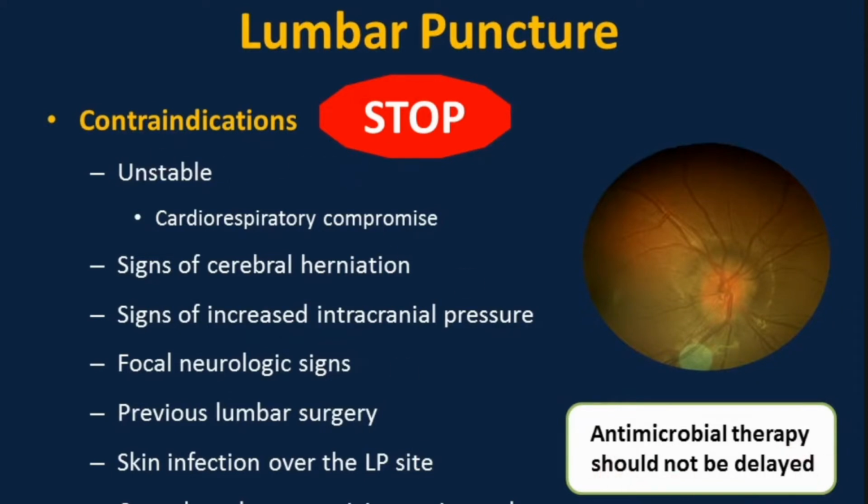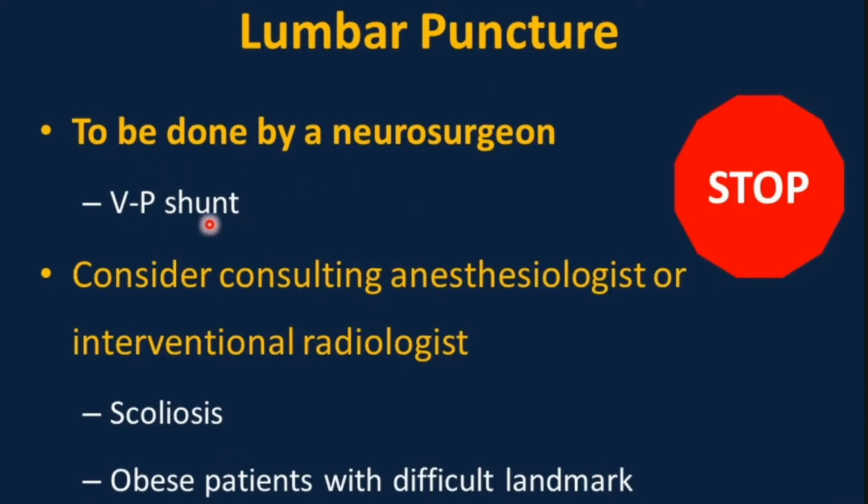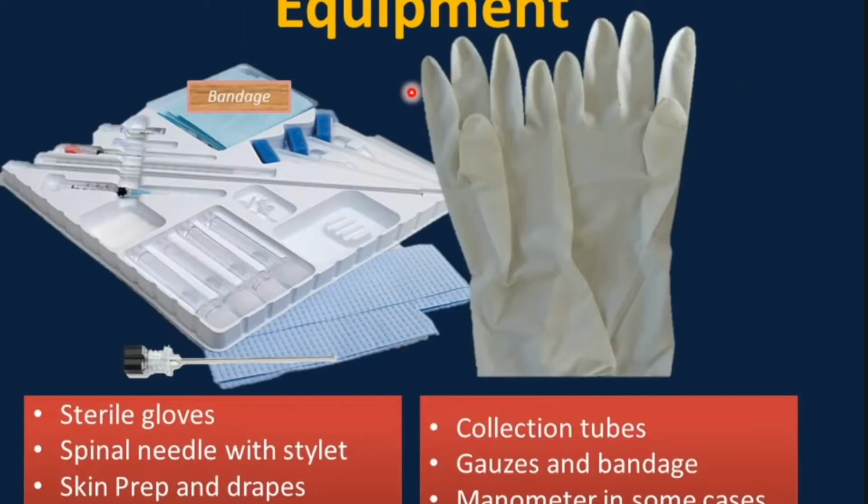And it's very important to know that the antimicrobial therapy should not be delayed if LP is contraindicated. So, lumbar puncture is to be done by a neurosurgeon if there is a VP shunt, and to consider consulting an anesthesiologist or interventional radiologist if the patient has scoliosis or if the patient is obese and with difficult landmark.